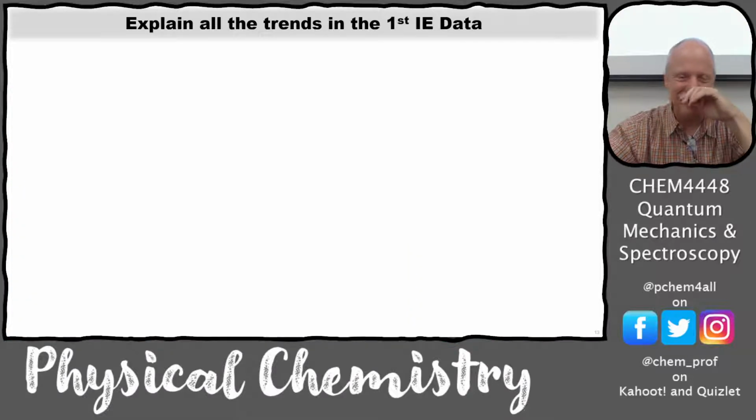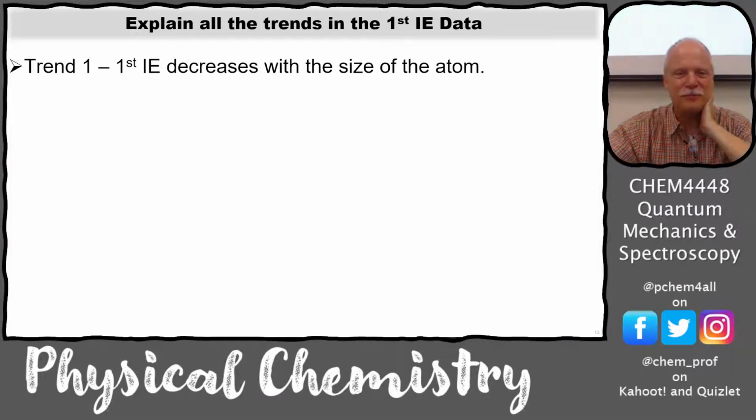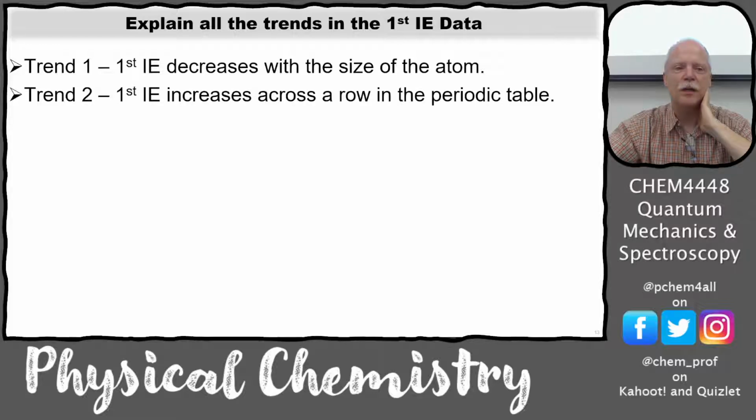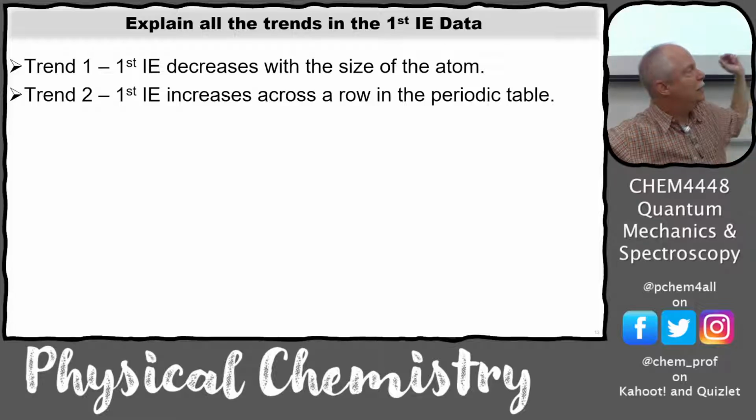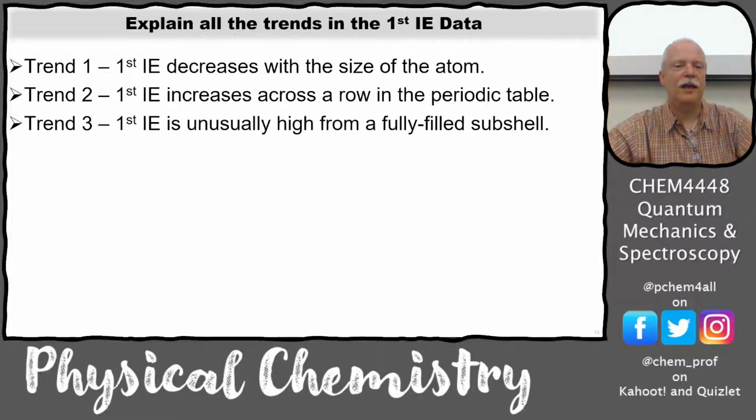Okay, so let's look at some of these trends. Trend 1: the first ionization energy decreases with the size of the atom. We're going to go through that evidence and show how all of these trends come about. Trend number 2: the first ionization energy increases across the row of the periodic table, so going from left to right, it should increase. Trend number 3: the first ionization energy is unusually high from a fully filled subshell.